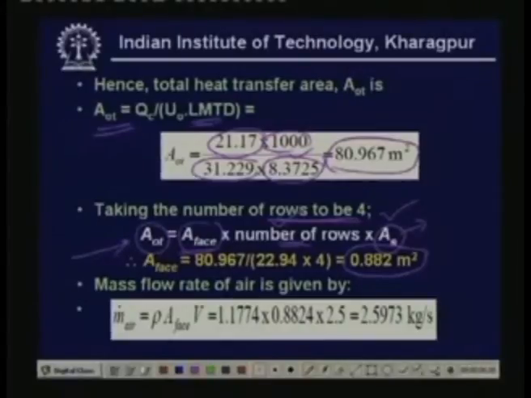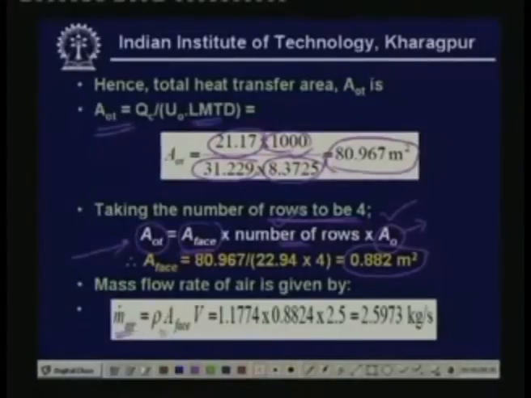But this may not be the correct face area. You have to check, because you have assumed that the outlet temperature to be 35 degrees centigrade. Okay, whether that is right or wrong, you have to check now. How do we check that? We calculate the mass flow rate of air. Mass flow rate of the air is nothing but, if you apply the continuity equation, rho into A face into V, where V is the face velocity, that is 2.5 meter per second, and A face is computed to be 0.8824 meter square, and rho is the density of air, which is 1.1774 kg per meter cube. This is the mean density, right? So if you substitute these values, you find the mass flow rate of air.